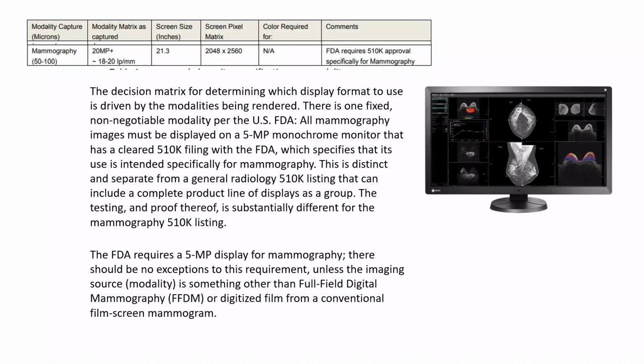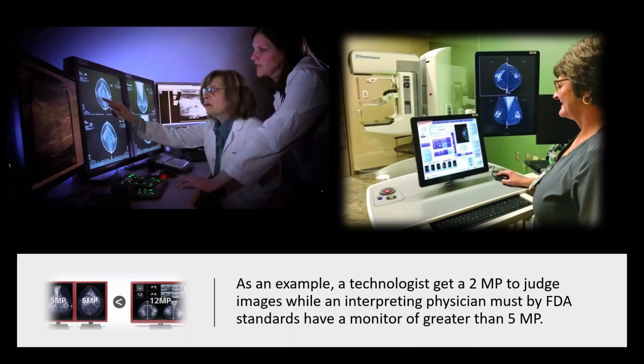The higher the number of megapixels, the smaller the elements are that can be seen. Remember, the diagnosis is being made off of the radiologist's monitor and their visual acuity. As an example, a technologist may get a 2 megapixel monitor to judge the images, while an interpreting physician must, by FDA standards, have a monitor of greater than or equal to 5 megapixels.